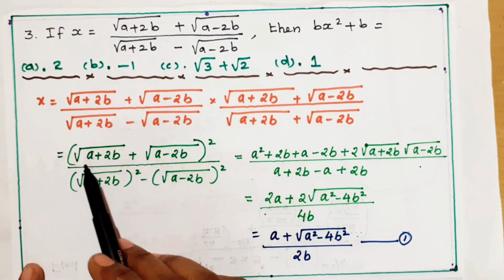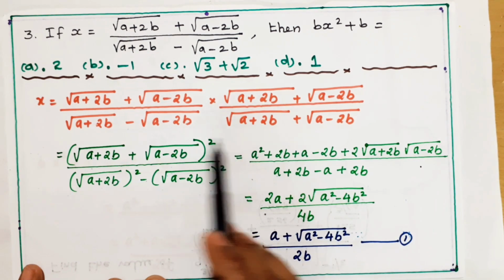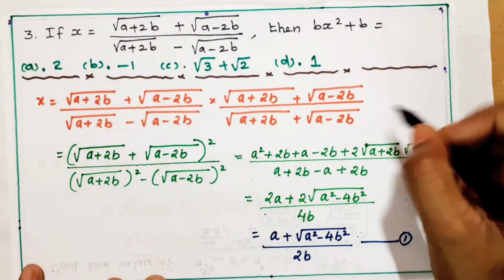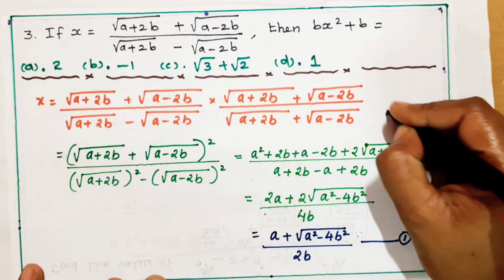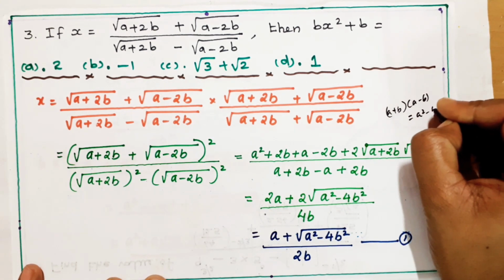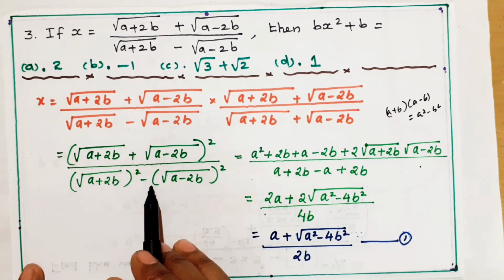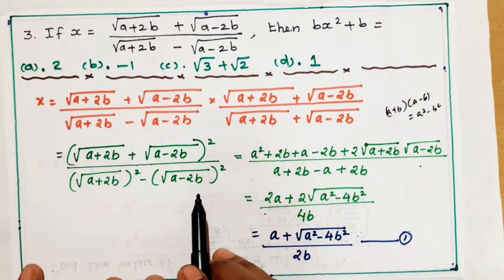So I can write root over a plus 2b plus root over a minus 2b the whole square. If you see the denominator, it is in the form of a plus b into a minus b. What is a plus b into a minus b? A square minus b square. So that's root over a plus 2b the whole square minus root over a minus 2b the whole square.